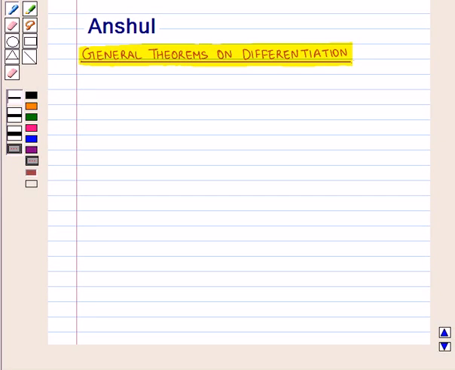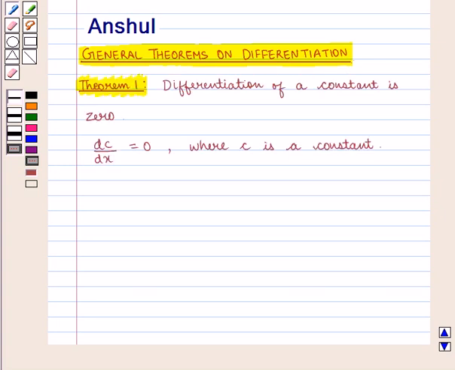In this session, we are going to discuss general theorems on differentiation. The first theorem states that differentiation of a constant is zero, that is, dc by dx is equal to zero, where c is a constant.